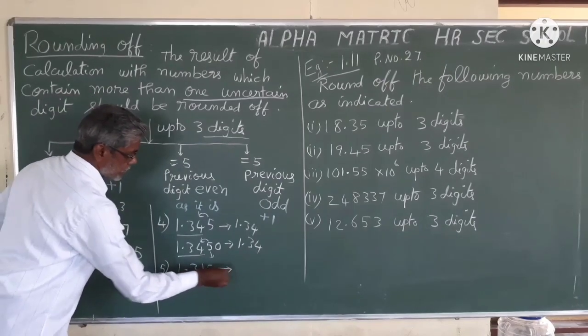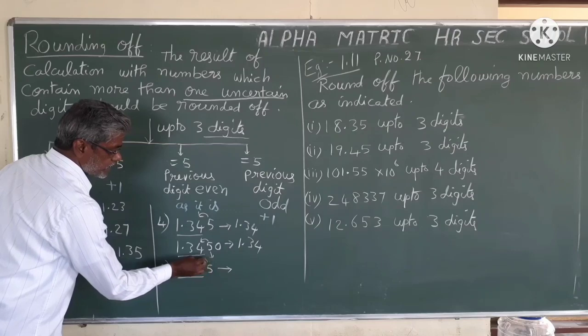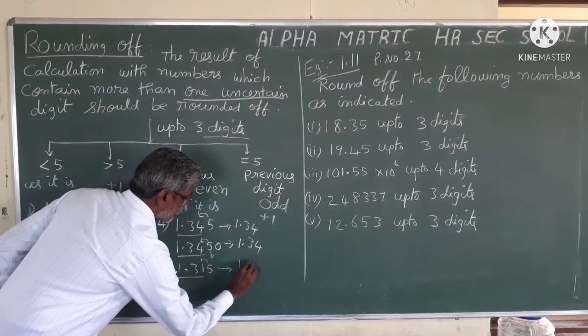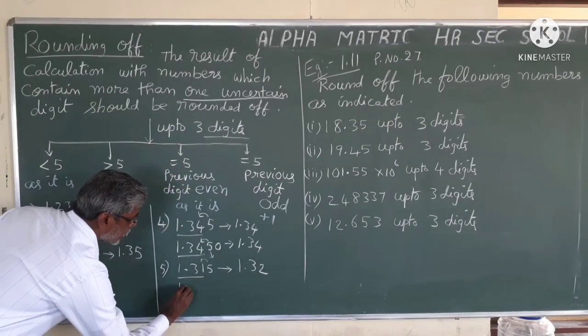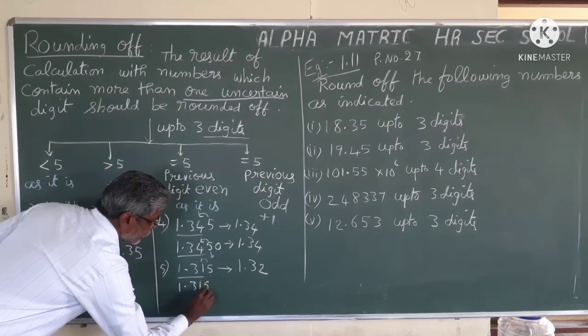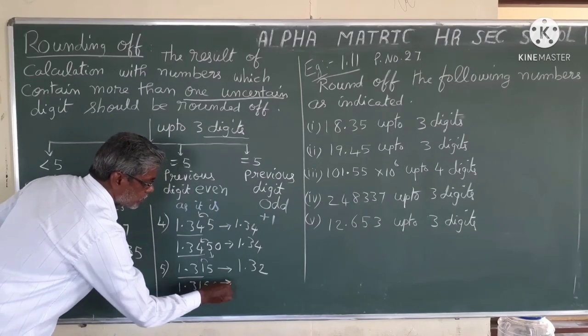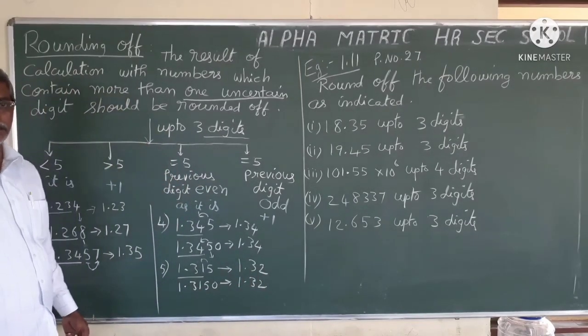You see here, up to 3 digits, it is equal to 5, and the previous digit is what? Odd. Then you must add 1. Or 1.3150, 5 followed by 0. In that case also we must add 1 to the previous digit.